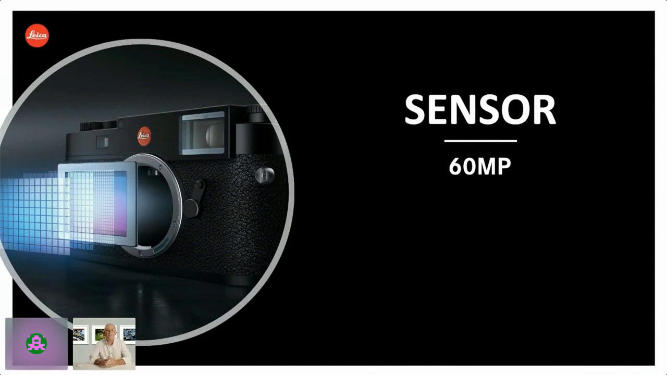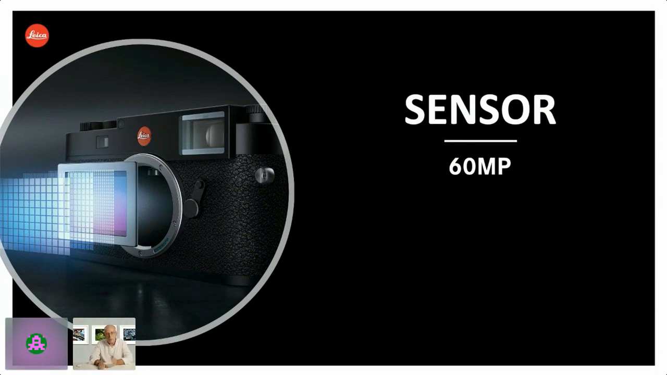Thing is, the sensor. This to me is the big deal. It's 60 megapixels, and I've got a picture in a sec, which I hope will explain what that really means. But there is some new technology in this, and I must stress, this is a completely new sensor, specifically made for Leica. It's not just a sensor off the shelf. It's completely custom built for this camera.